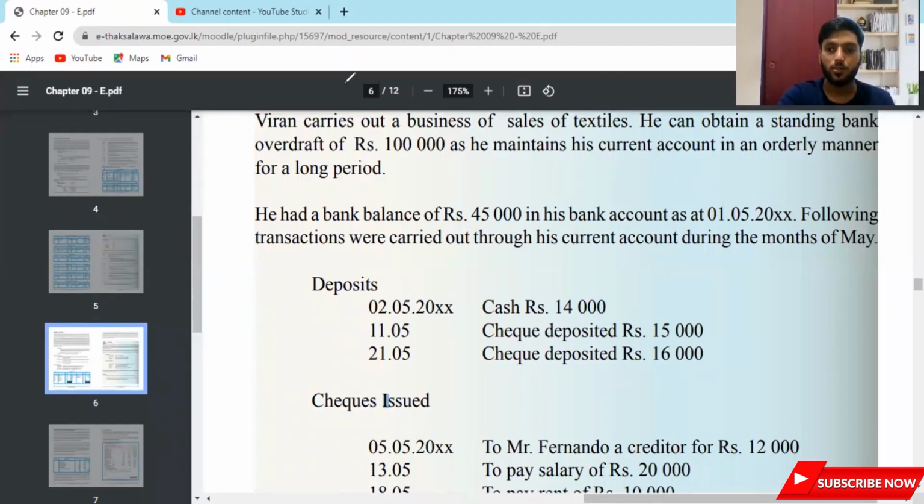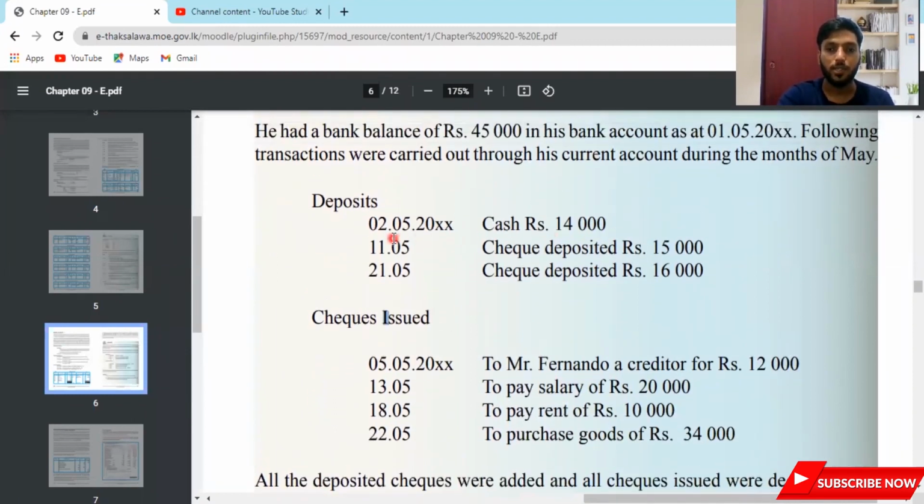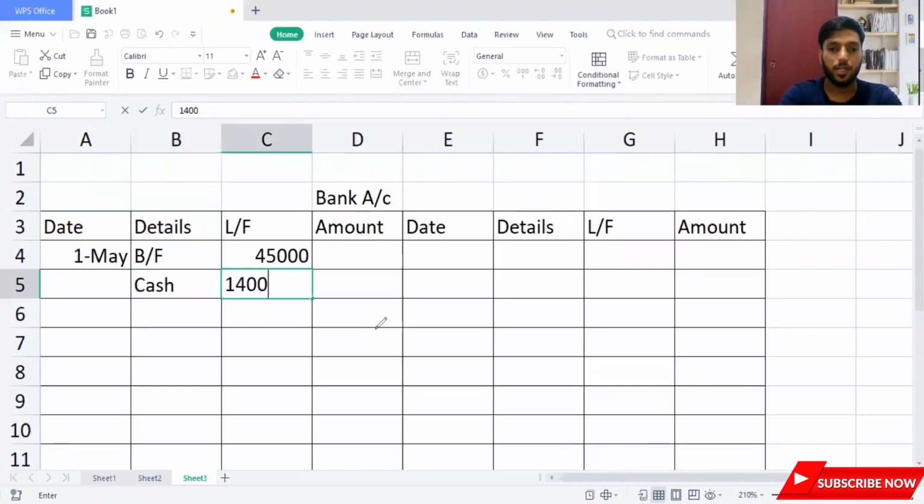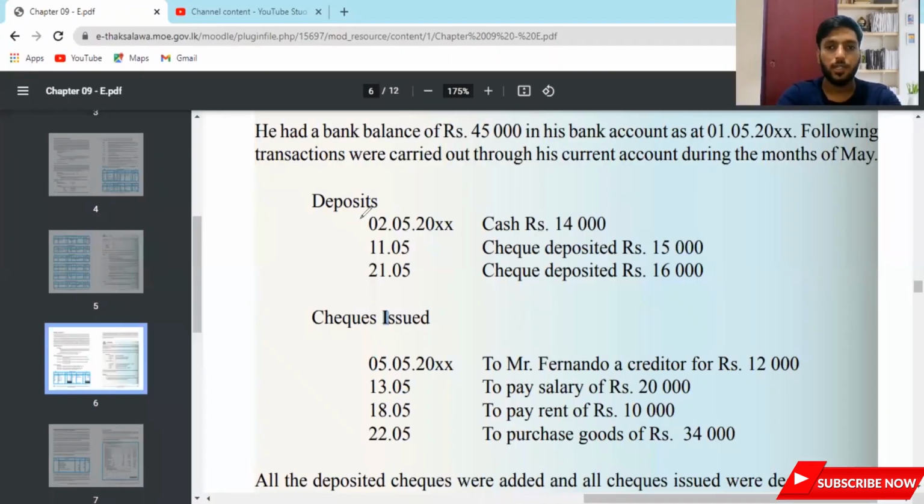Now I'm going to do the next part. The following transactions were carried out through this account during the month of May. 2nd of 5th, cash rupees 14,000. I'm going to record it easily because there's no double entry here to record. It's just one account. I'm going to save my time. 14,000: cash account credit, bank account debit. So I'm going to write here 2nd of 5th, the date. Date is very important, guys. Done with that, then we move on to the next part of the adjustment.